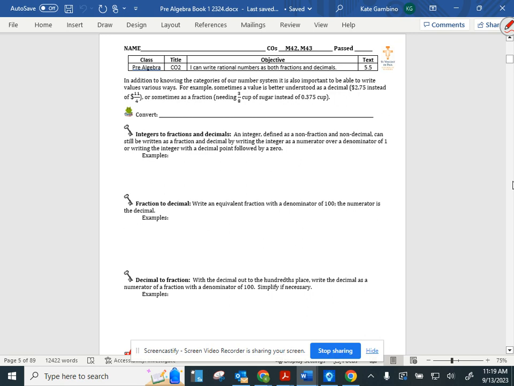To convert, so remember we are all writing this. To convert is to write a value a different way. $11/4 is the exact same amount of money as $2.75. It's the same amount of money, it's just one is easier to use. So it's the same value, we're just writing it differently.